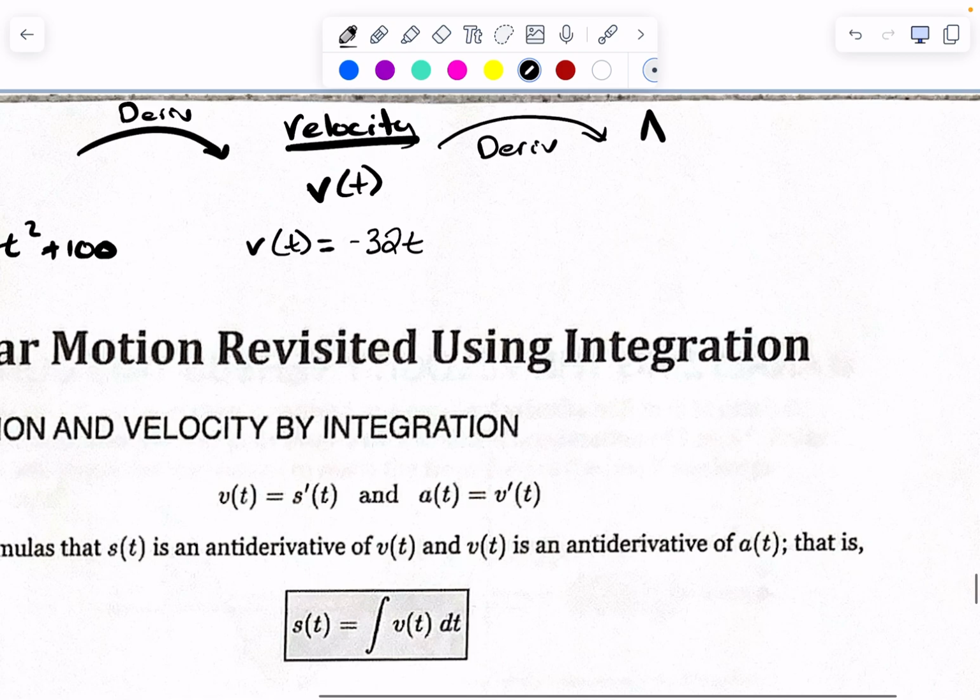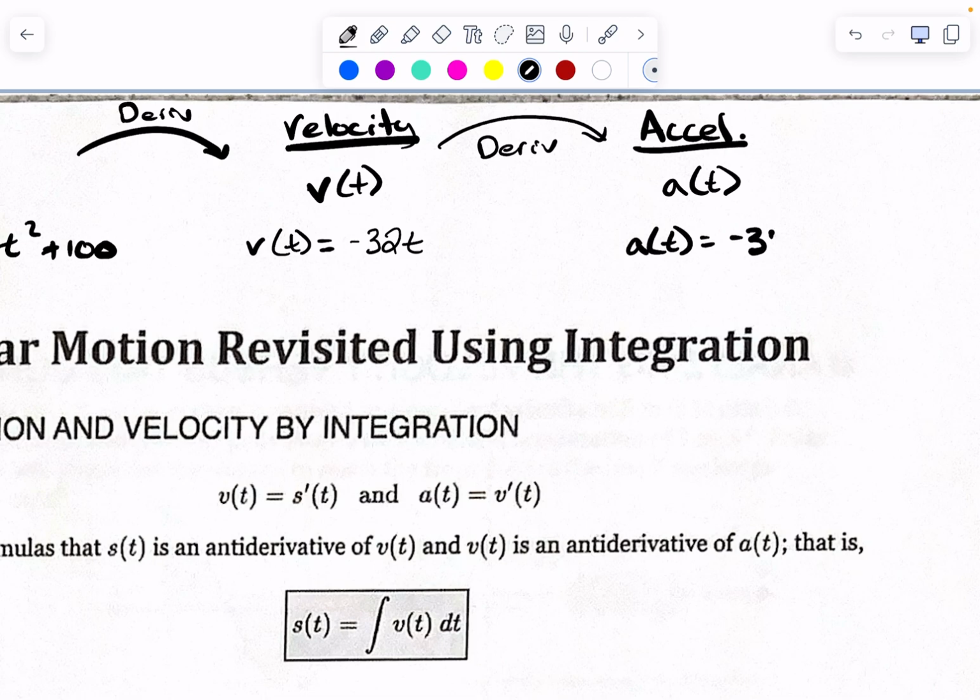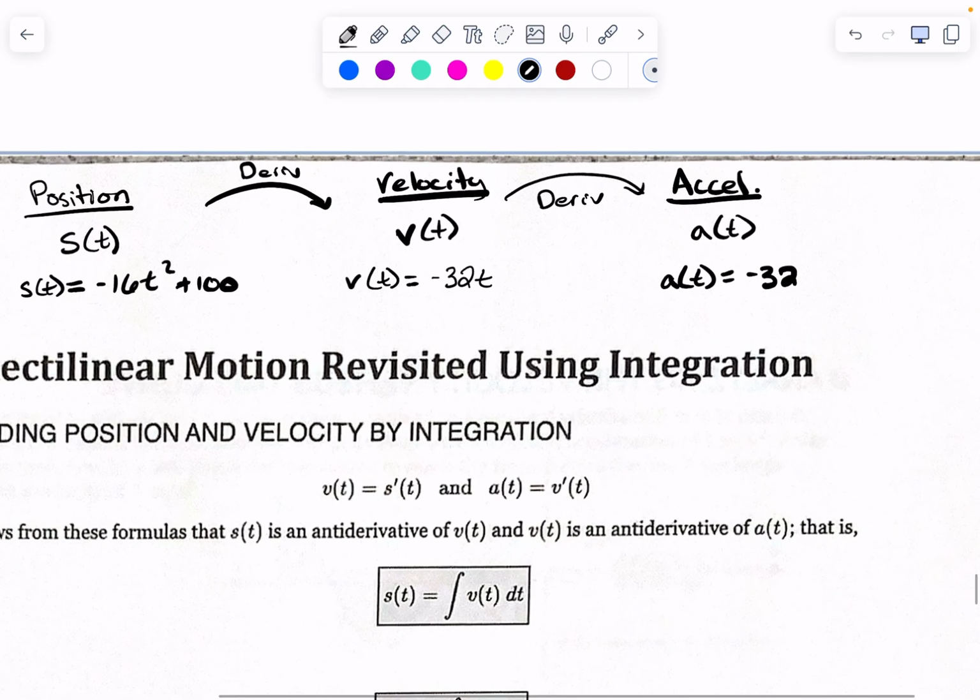And acceleration would be a of t, and a of t in this case would be negative 32. So that means you are accelerating at a constant rate of negative 32 meters per second squared. Each second you're going 32 meters per second faster than the previous second, until you hit terminal velocity and all that stuff.